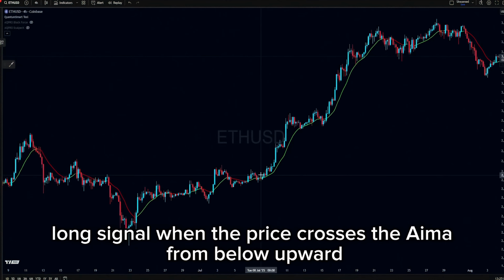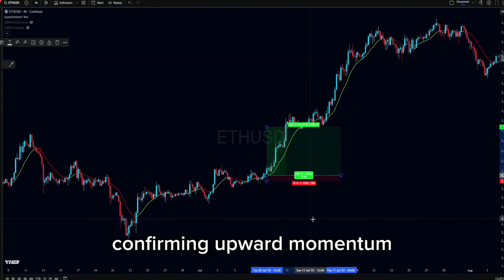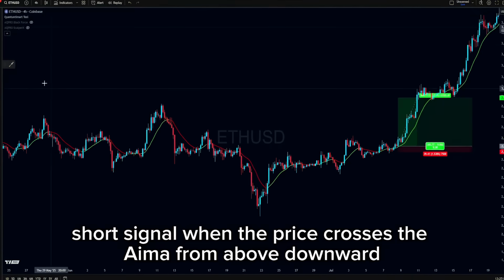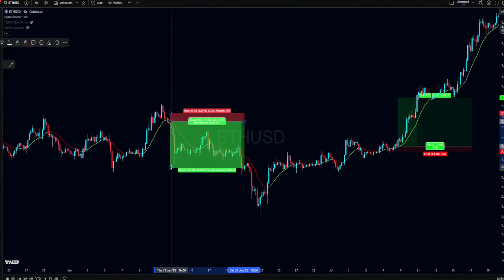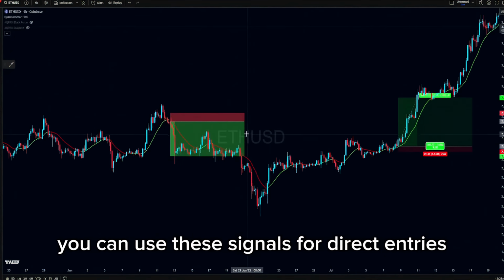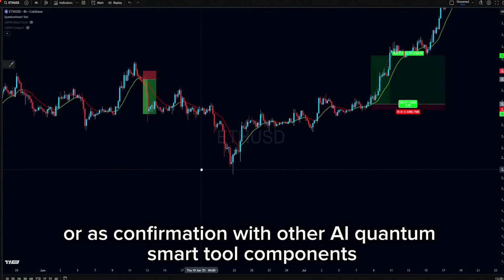The AI moving average also generates clear and intuitive trading signals. Long signal, when the price crosses the AI-MA from below upward, confirming upward momentum. Short signal, when the price crosses the AI-MA from above downward, signaling a potential reversal to the downside. You can use these signals for direct entries or as confirmation with other AI Quantum Smart Tool components.